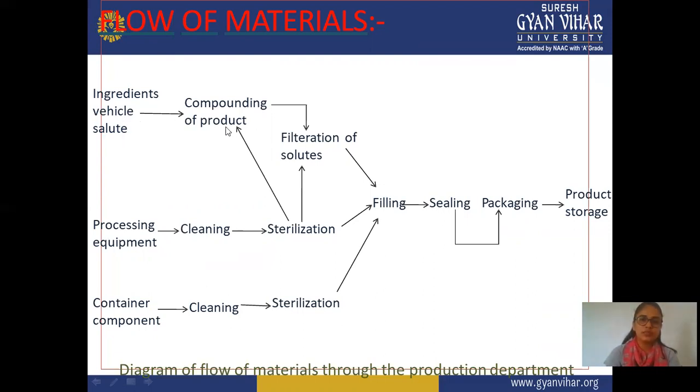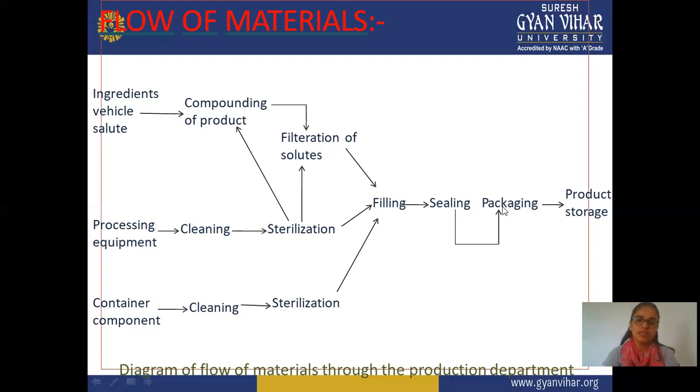Means all the ingredients that are present in a solid form or as an excipient form. And next is compounding of the product and use for compounding of the product, and then filtration of the solute. So you filter out this solute, and maybe after filtration, if it's in a pure form or sterilized condition, then you use for filling or manufacturing. Otherwise, you pass through another process or maybe some other process like compounding of the product takes place again. And after this filtration of the solute, it goes to a filling step. And after filling, sealing, and then packaging and product storage takes place.